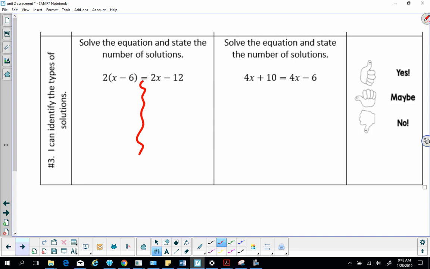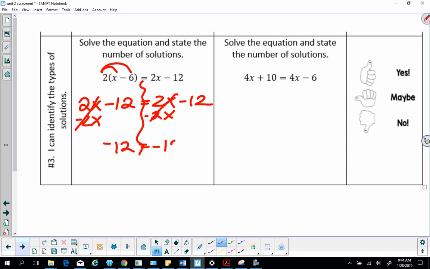Anyways, first I distribute this 2 to both the numbers, and I end up getting 2x minus 12 equals 2x minus 12. What do we notice about both sides of the equation? They're both the same thing, right? 2x minus 12. So even if you subtracted 2x on both sides, you end up just getting negative 12 equals negative 12. Does negative 12 equal negative 12? Yes, it does, right? And so because it equals, it means it's the same equation. I would have infinite solutions.